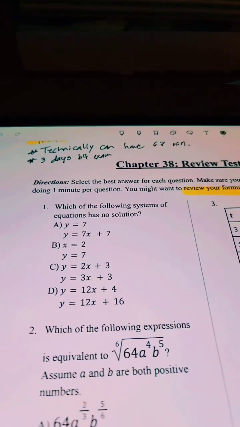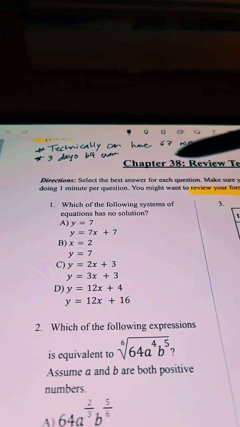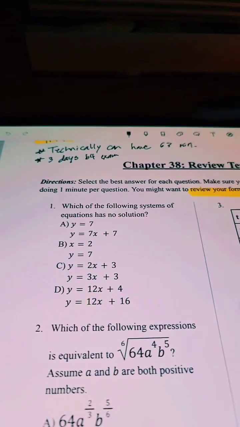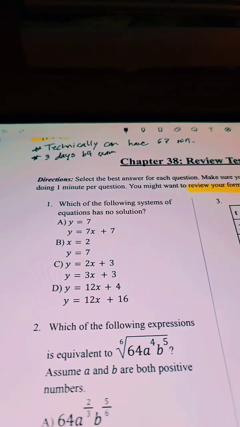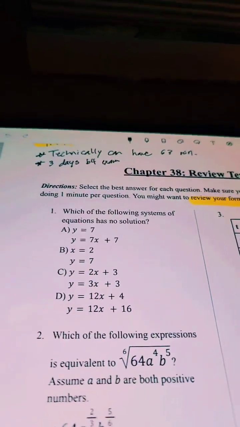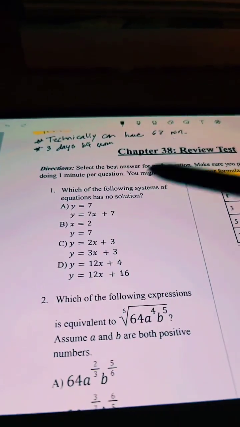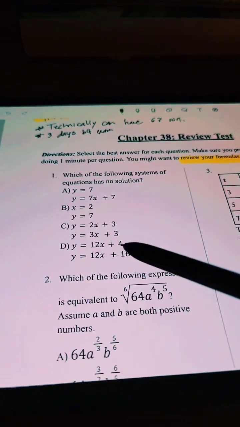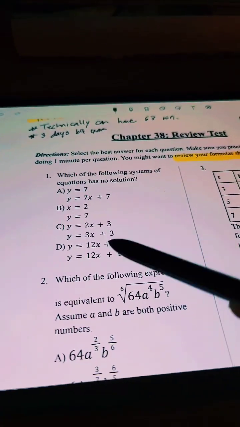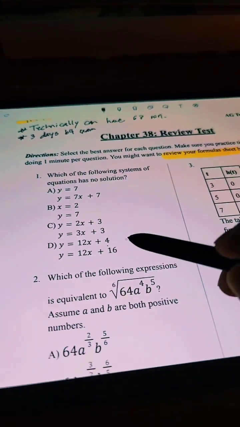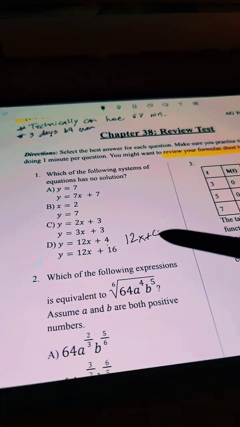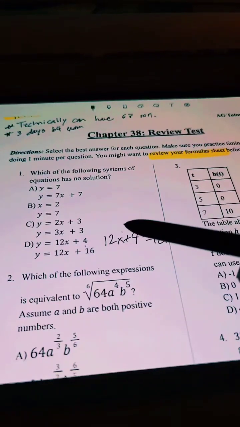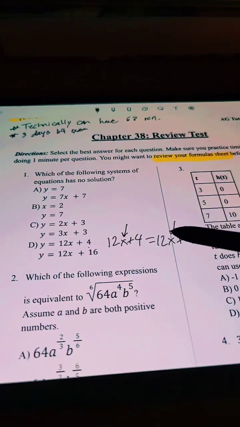So let's start with number 1. Which of the following systems of equations has no solution? So if it has no solution, think like it's an impossible situation. Like this cannot possibly work. And if you look at your options right away, D is impossible, because if you set these equal to each other, like let's say you have 12x plus 4 is equal to 12x plus 16.